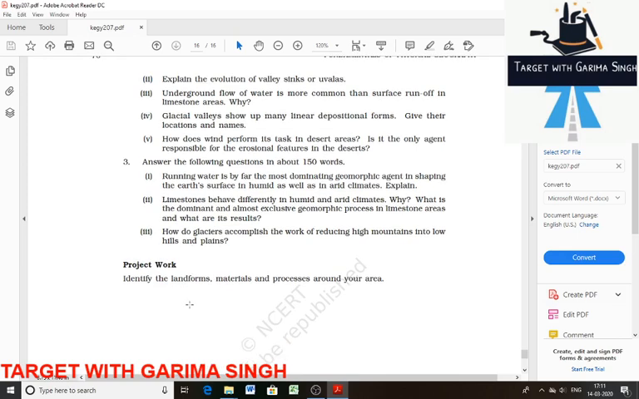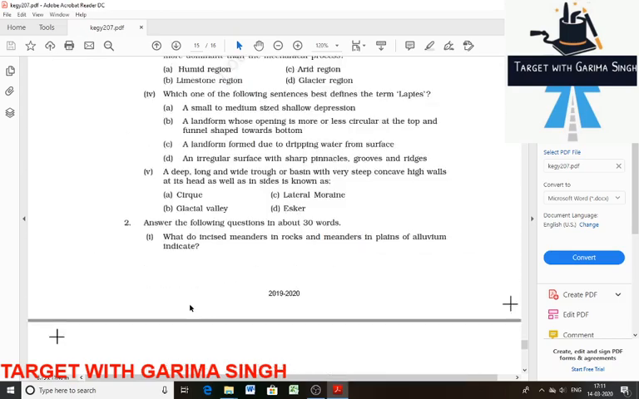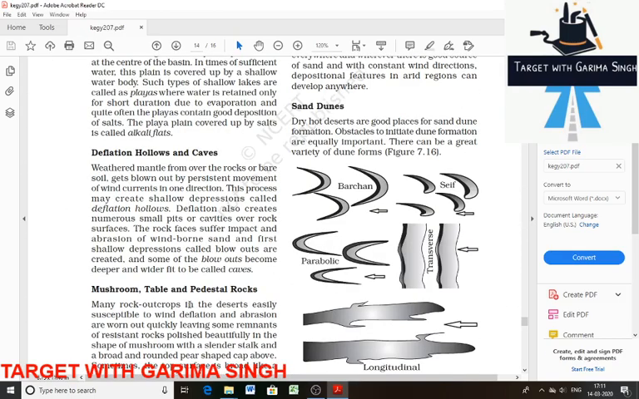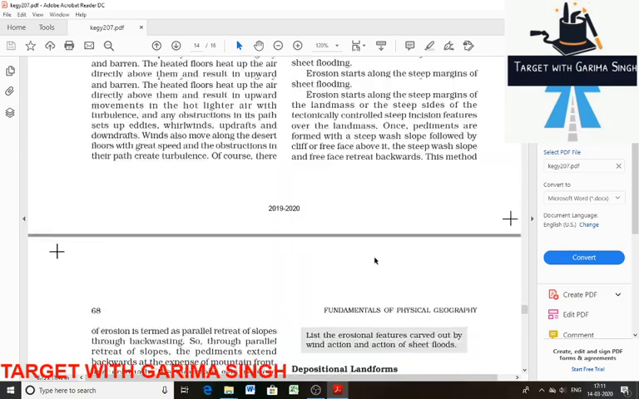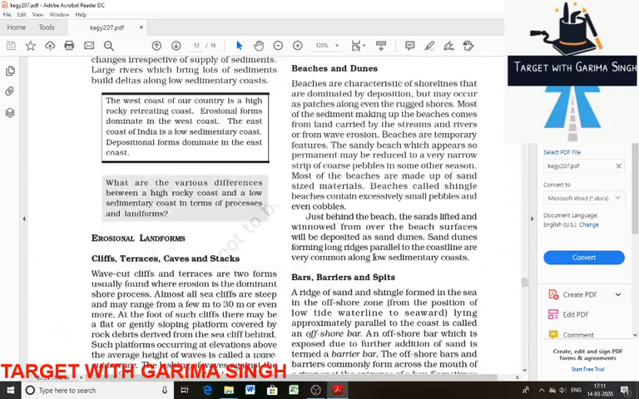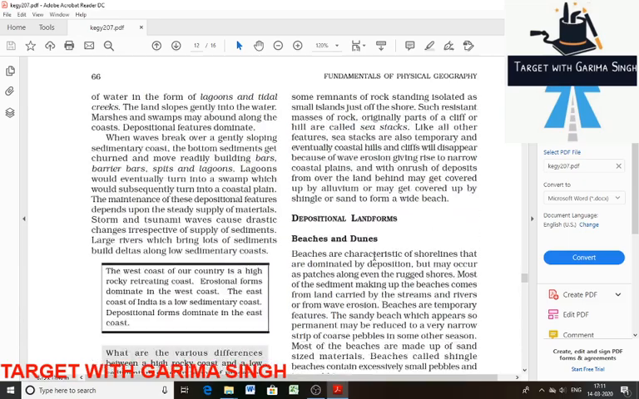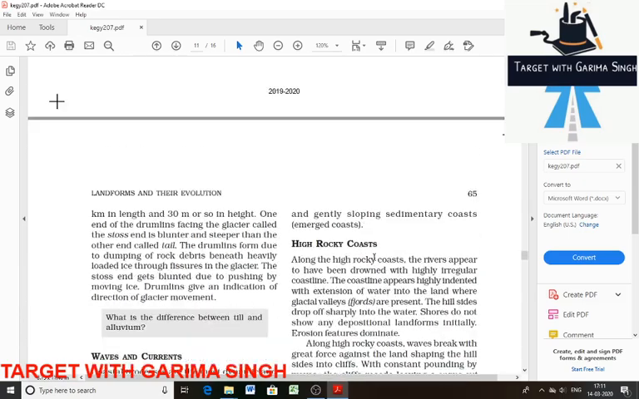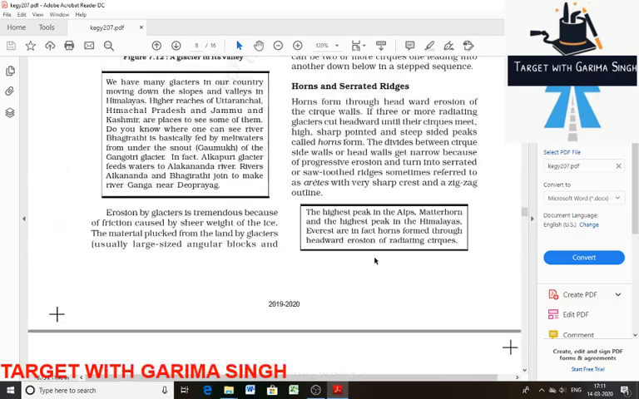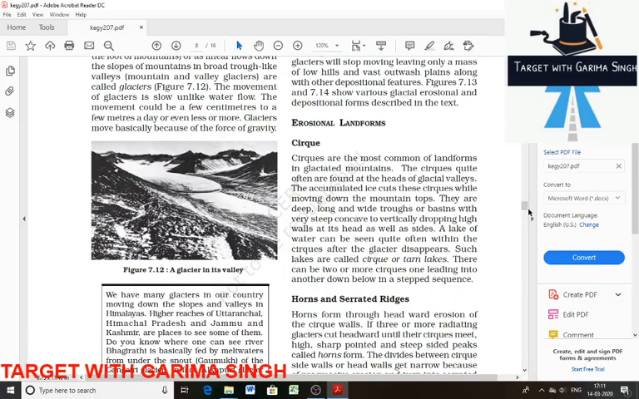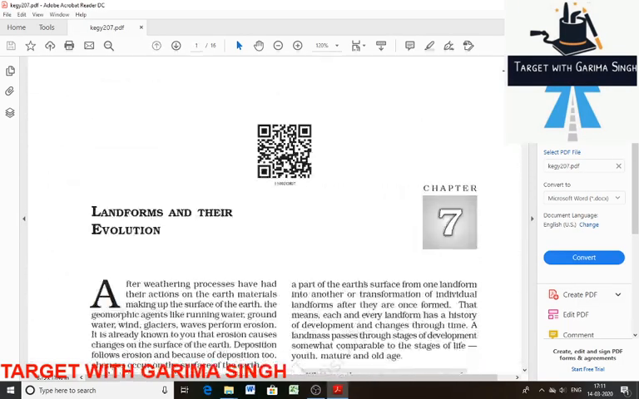In this chapter, we read about rivers, glaciers, underground water, wind, sand dunes, valleys, then various types of river formation stages. These are sand dunes: barchan, scale, parabolic. These are types of sand dunes. We discussed even erosional landforms, waves and currents, outwash plains. A lot of things we read in this chapter. So we are done with this chapter.